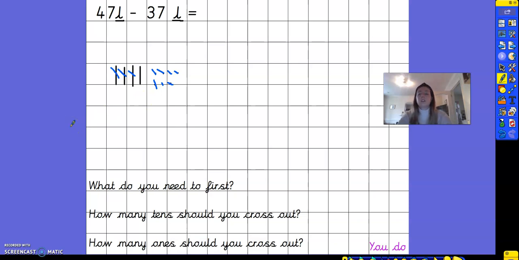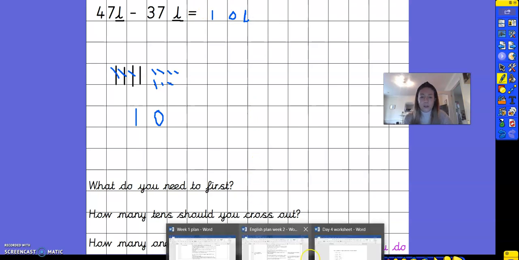What do you think our answer is? Let's break it down. We've got 1 10. What do you notice about our ones? We haven't got any ones. Can you remember, just like when we looked at addition, if there weren't any ones, what number do we put? We put a 0 because there aren't any ones left. So our answer is 10 litres.